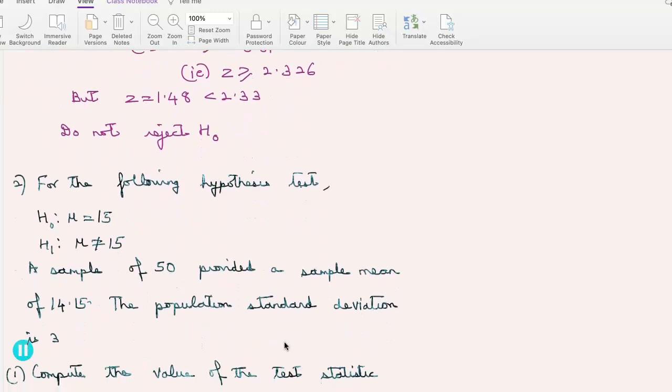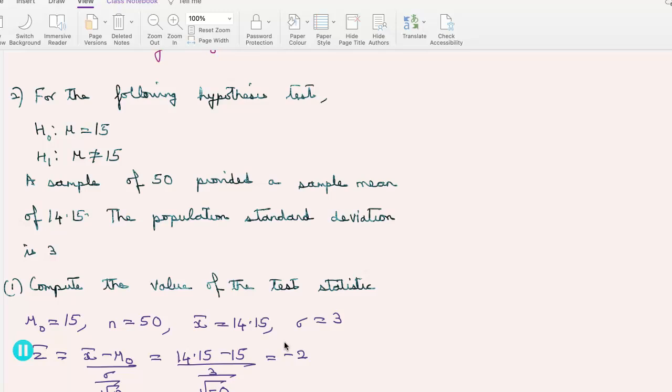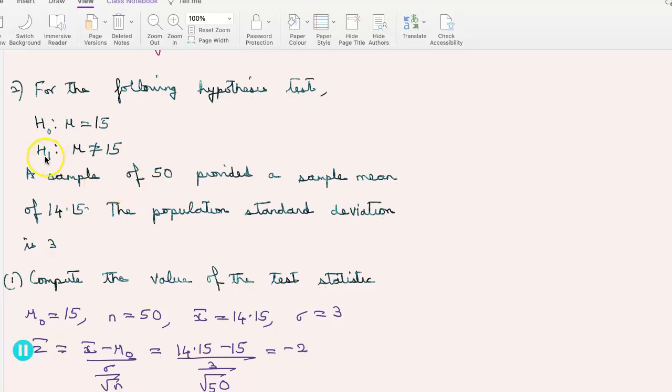Coming to the next question, for the following hypothesis test, H0 is mu equal to 15, H1 is mu not equal to 15. So this is a two-tailed test. A sample of 50 provided a sample mean of 14.15. The population standard deviation is 3. Compute the value of the test statistic.